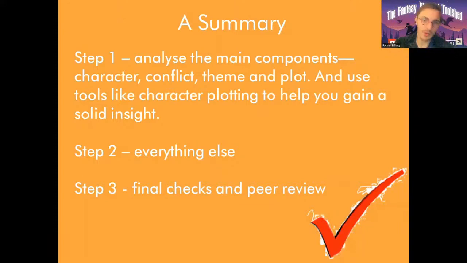So yeah, that's peer review, and that brings our approach to a close, the 3-round approach. So first of all, analyze the main components: character, conflict, theme, and plot. Use tools like character plotting to help you gain a solid insight. Next, it's line by line, making that prose sing. And lastly, the final checks, the final proofread, and last of all, the peer review and any little changes that you need to make off the back of that.